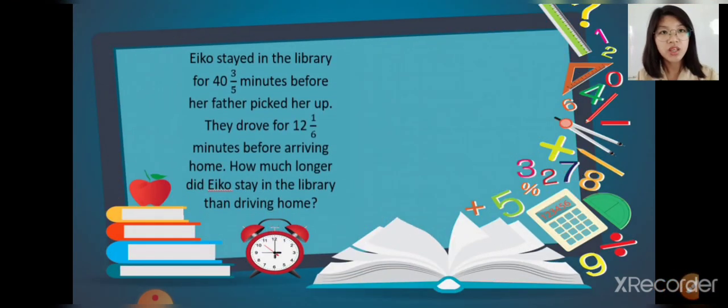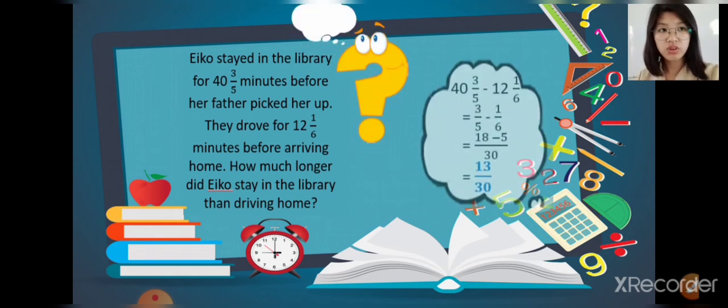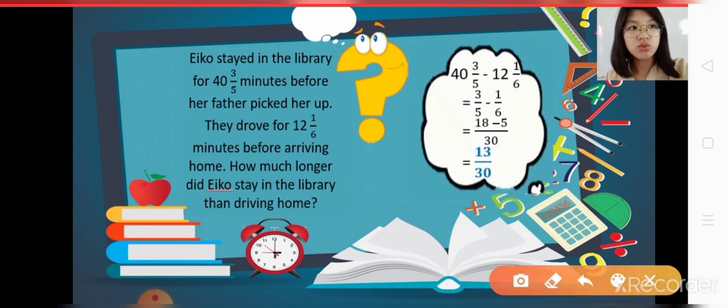Next, Aiko stayed in the library for 40 and 3/5 minutes before her father picked her up. They drove for 12 and 1/6 minutes before arriving home. How much longer did Aiko stay in the library than driving home? So, i-minus lang natin sila. 40 and 3/5 minus 12 and 1/6. Ayan. So, kagaya ng ginawa natin, kapag mixed number, kailangan muna nating i-minus yung fraction. Ayan, i-minus natin sila separately.